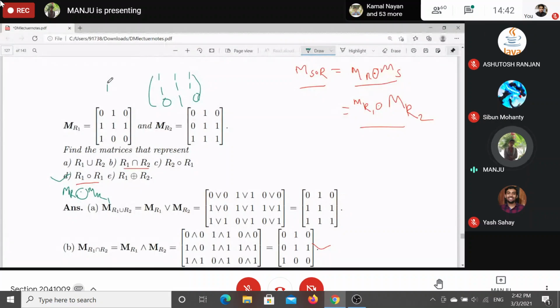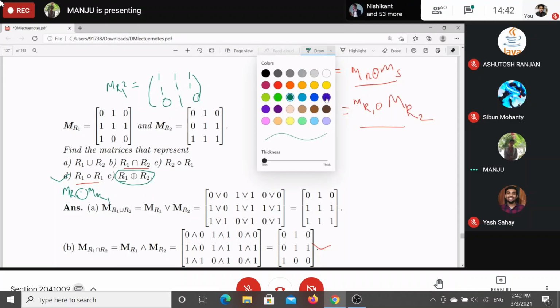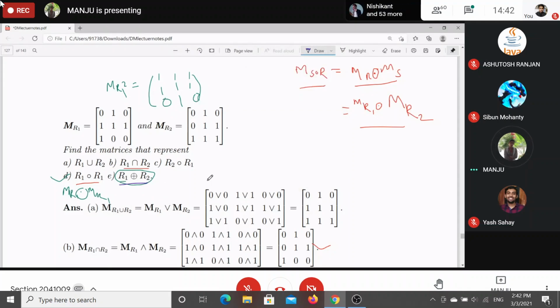So this is MR1 square. Also you can just say MR1 square. And this will be second Boolean product, that is MR1 2 times Boolean product of this one. Right? What is this operator? Yes, this is XOR. Exclusive OR.